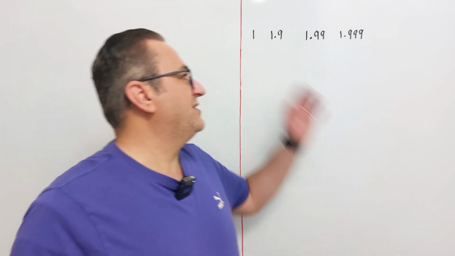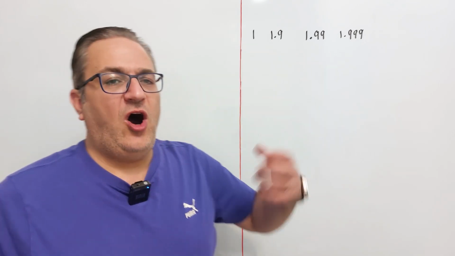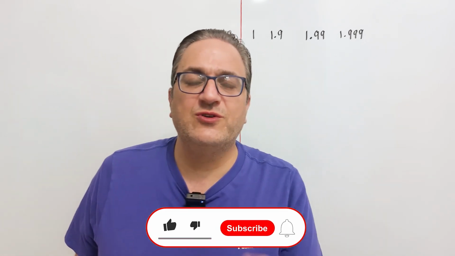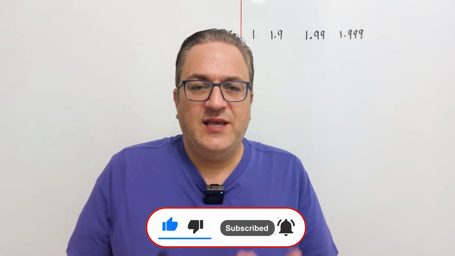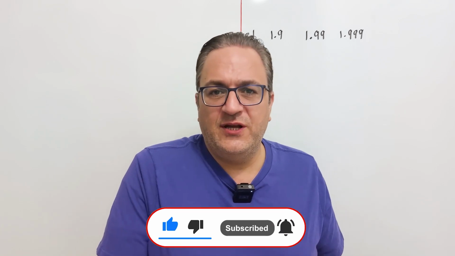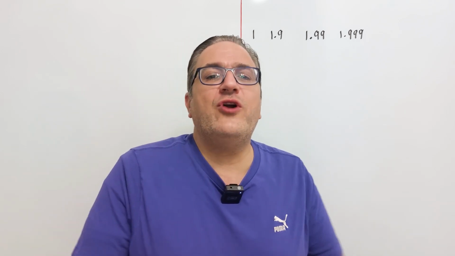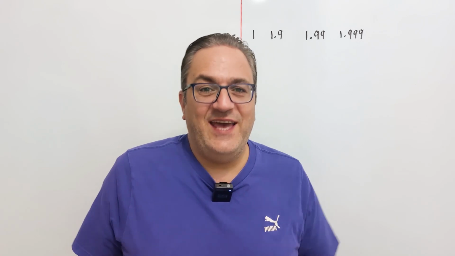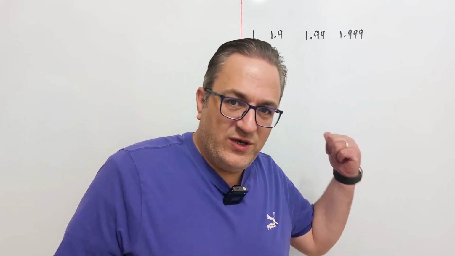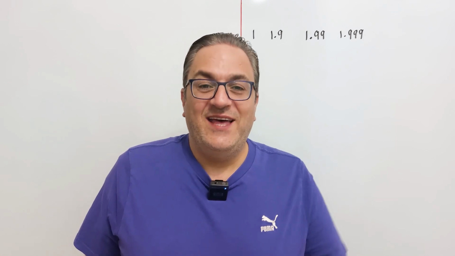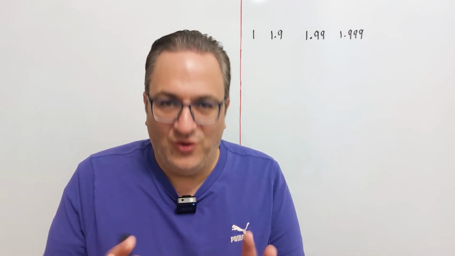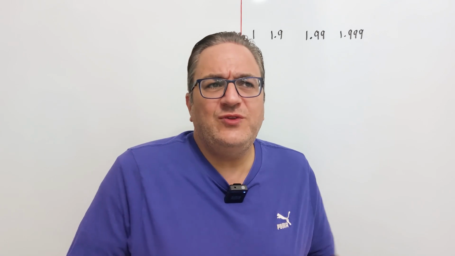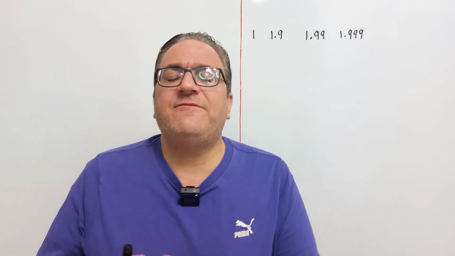Let's look at a numerical example. These numbers are getting closer and closer to 2. They're not exactly equal to 2, but as we continue the pattern, the numbers approach 2 more and more. In mathematics, we say the limit of this sequence is 2. This means the values approach 2 even if they may never become exactly 2. Okay? Now let's see how this idea appears in functions.